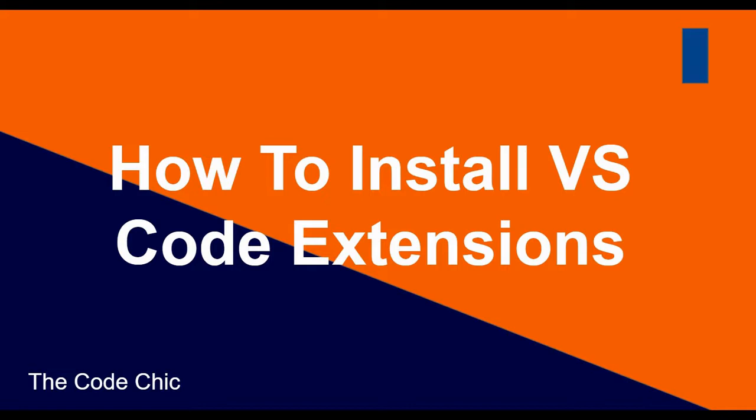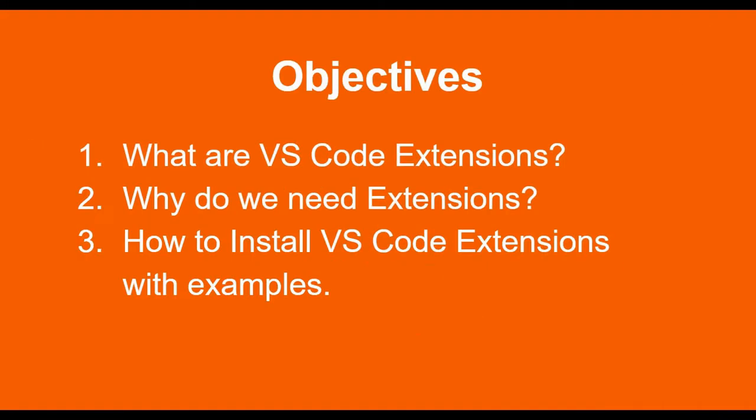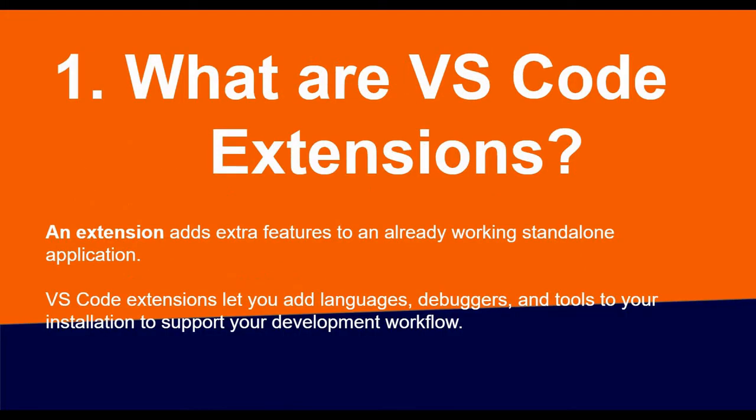In this episode, I'll be showing you how to install Visual Studio Code extensions as promised in the previous video. Let's get started. Before we do, we need to understand what Visual Studio Code extensions are, why we need them, and then I'll show you with a few examples how to install each of those extensions. In general, an extension is a piece of software or program that gives you extra features to an already existing working software.